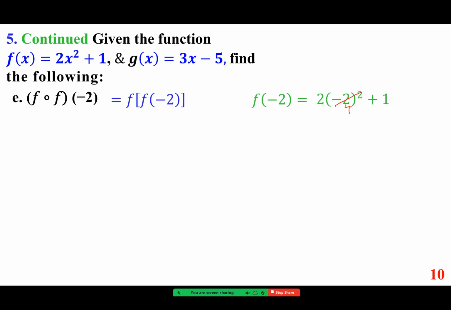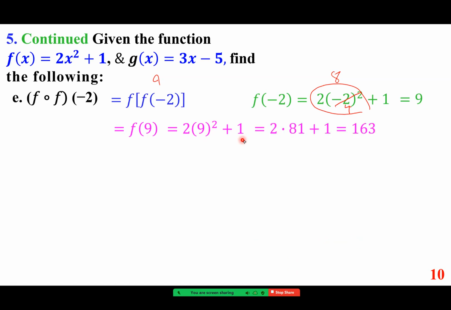And as you know, this is positive 4 times 2, 8, plus 1 is 9. Therefore, if g of negative 2 is 9, we want f of 9. So we are going to plug in 9 instead of x. So 2 times 9 squared plus 1. As you know, 9 squared is 81. So 2 times 81, 162, and 1 is 163.